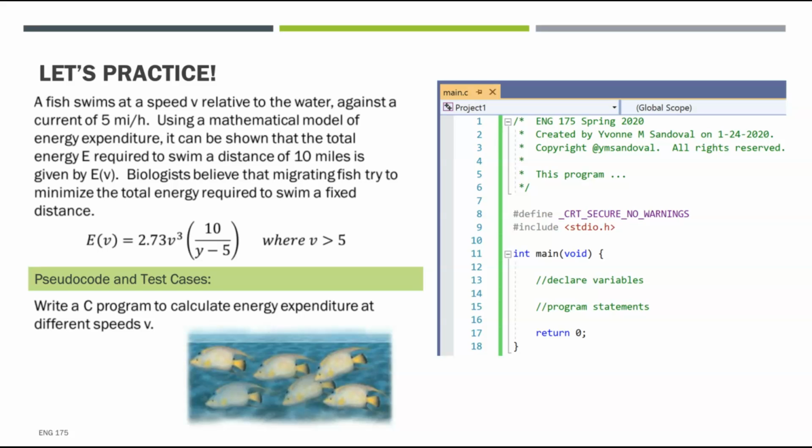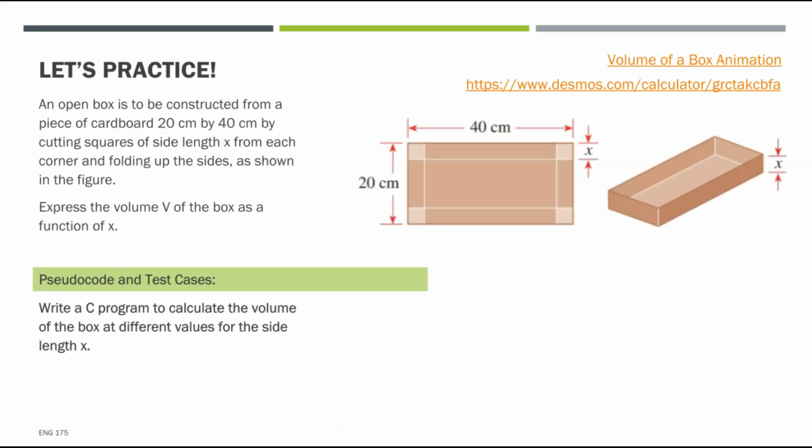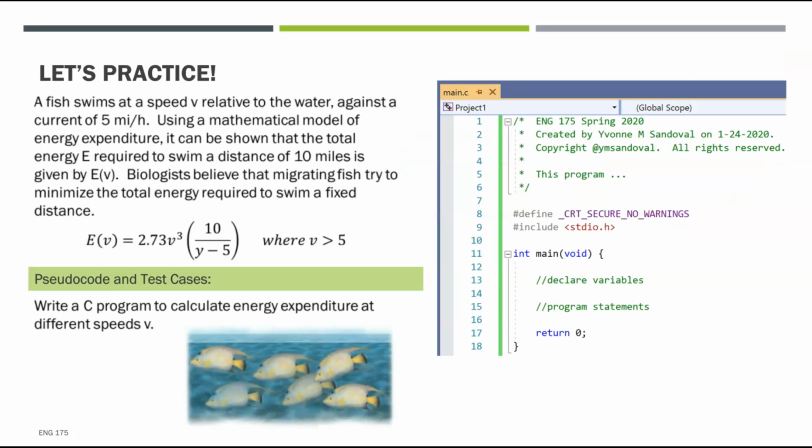Okay, so let's look at another program, and in this program we're going to need to use doubles. So we want to introduce doubles here. A fish swims at a speed V relative to the water against a current of 5 miles per hour. Using a mathematical model of energy expenditure, it can be shown that the total energy E required to swim a distance of 10 miles is given by this function E(V).